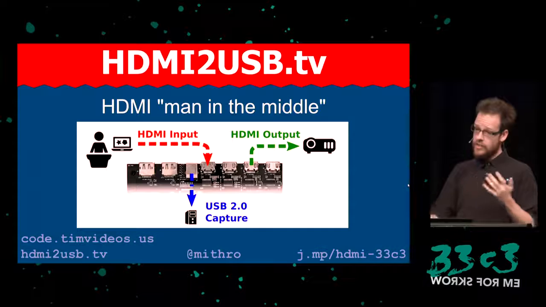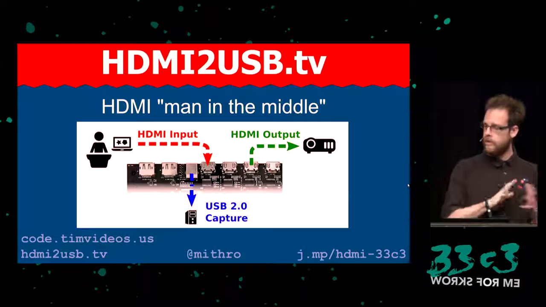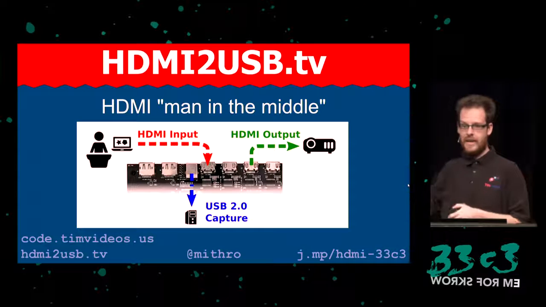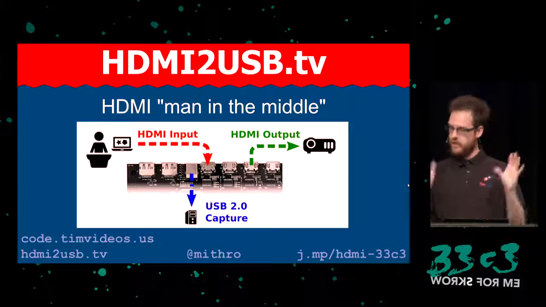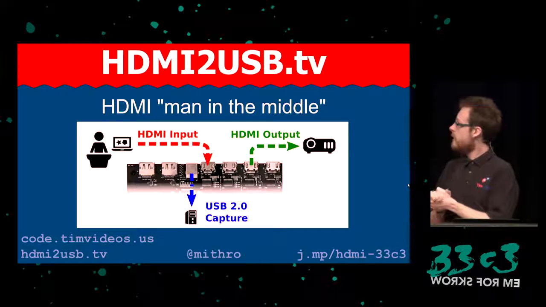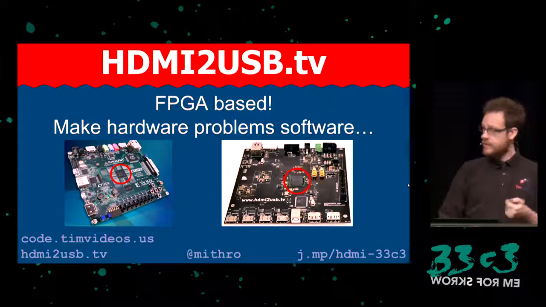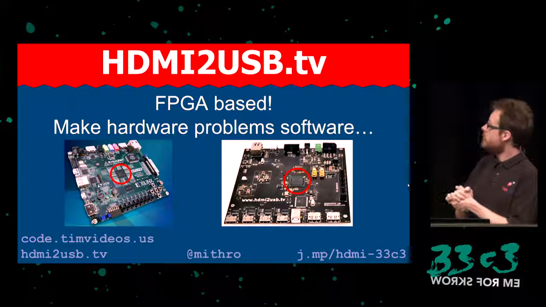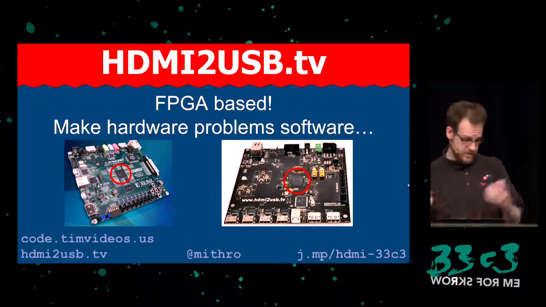And so our device works like his does, except his was deliberately designed to not allow capture. Our design allows capture. It effectively man-in-the-middles the presenter's laptop and the projector, and provides a high-quality capture out the USB 2 port. It uses an FPGA to do that. This is because using an FPGA makes hardware problems into software problems, and as I said, I'm a software developer. I prefer software problems to hardware problems.